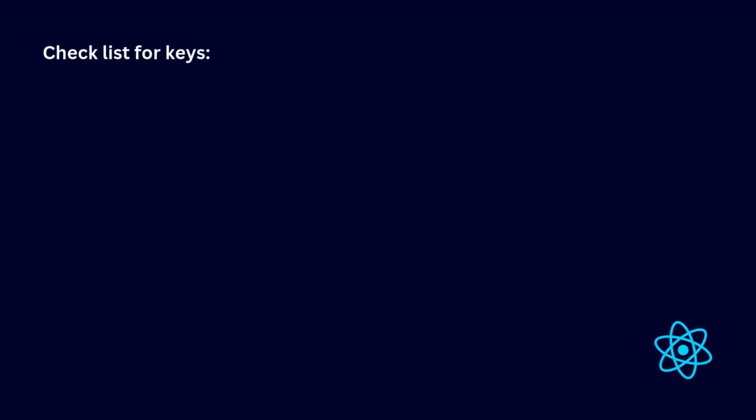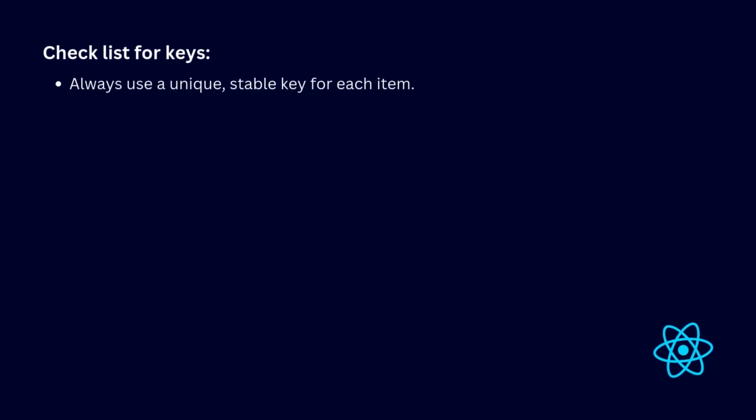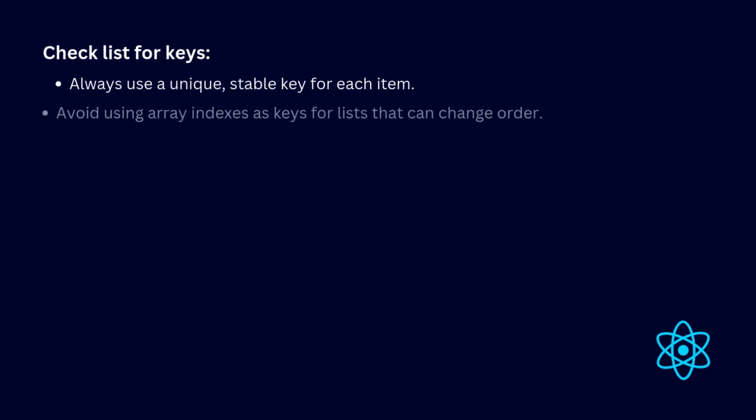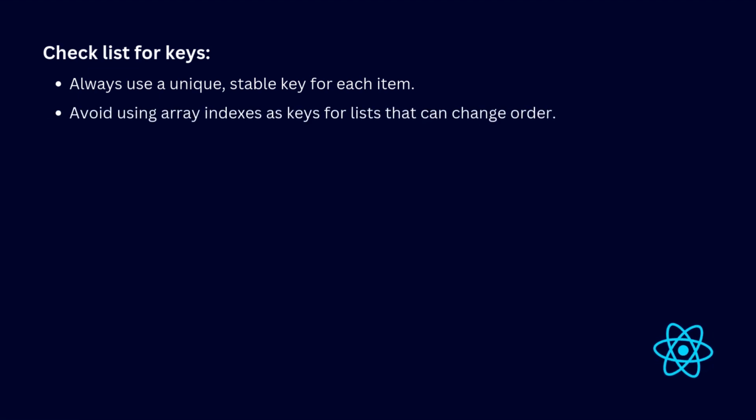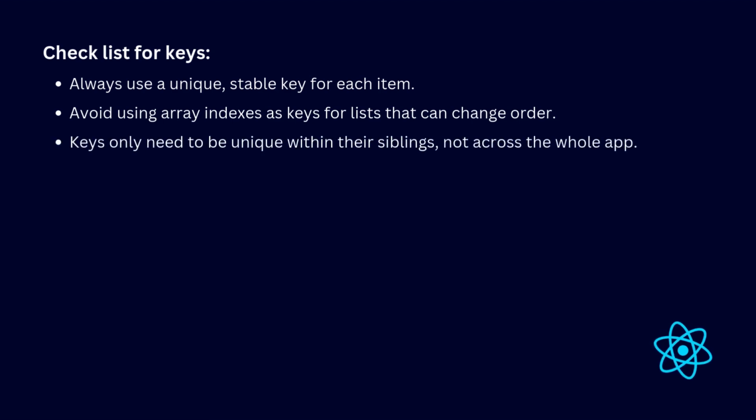So, a quick checklist for keys: always use a unique, stable key for each item. Avoid using array indexes as keys for lists that can change order. Keys only need to be unique within their siblings, not across the whole app. Don't change keys unnecessarily. It forces React to throw away and recreate components, which can lose state.